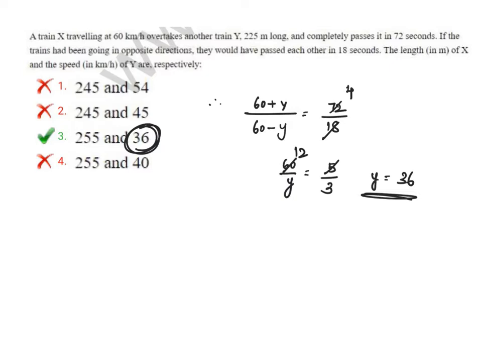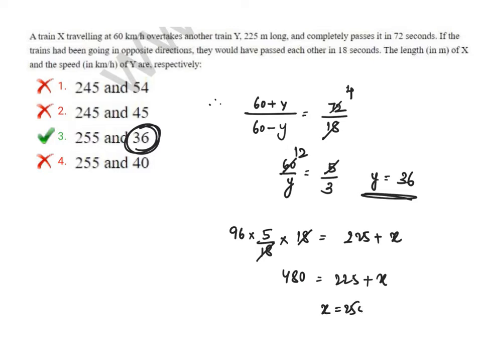Else you can substitute in the formula also. When they are going in the opposite direction, speeds get added. That becomes 96 kilometers per hour. Convert it into meters per second by multiplying by 5 by 18. Speed into time is equal to distance. When they are in the opposite direction, the distances get added. So 96 into 5 is 480. 225 plus x, so x is equal to 255. But if you find out the speed of the second train, it's enough.